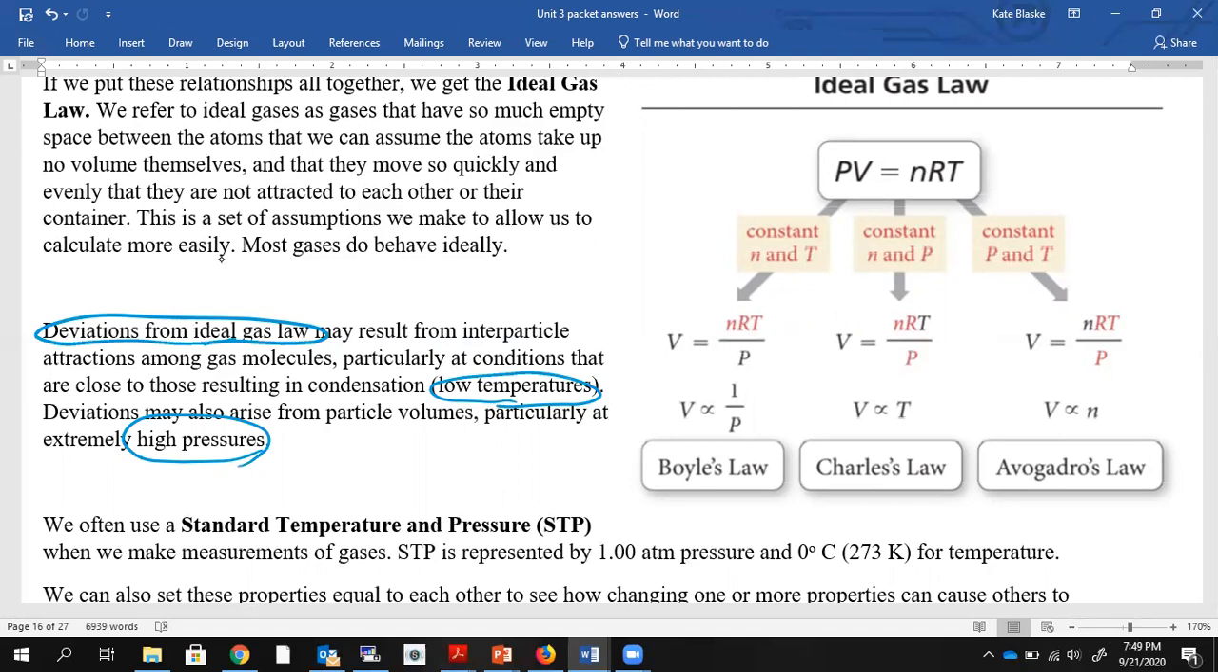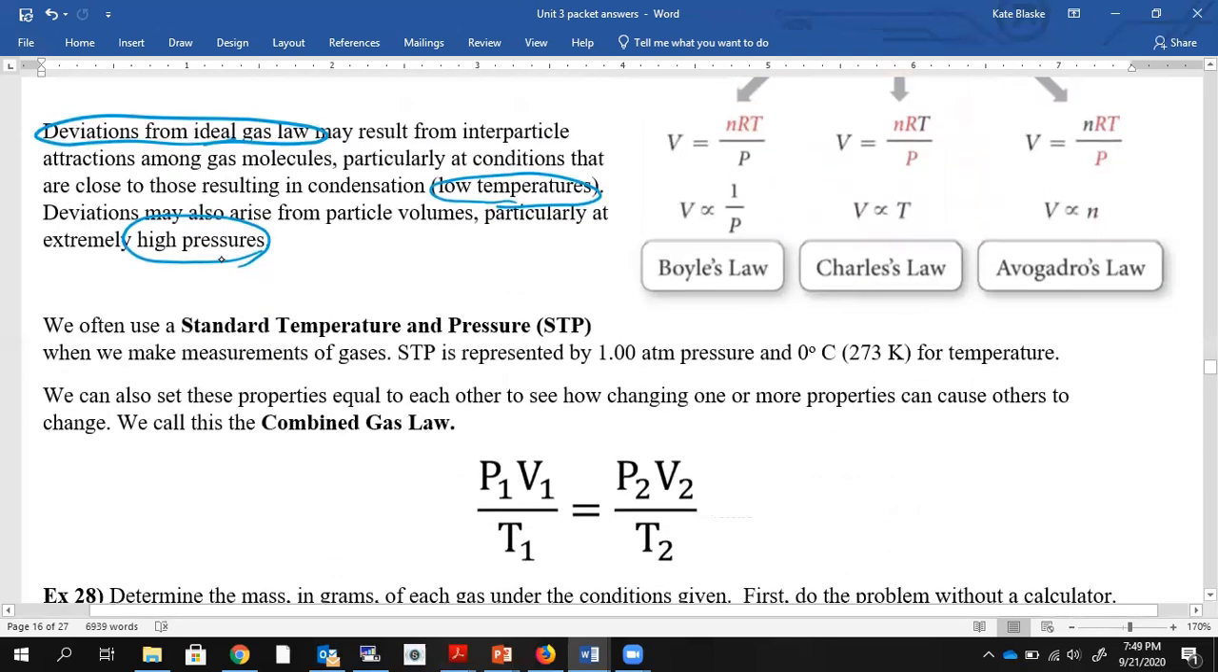Now, we don't have to do any sort of calculations when we have non-ideal gases, but we do need to know what situations those deviations from the ideal gas law occur at. We also need to talk about standard temperature and pressure, or STP. This is often used to help us simplify our calculations. Anytime we talk about STP, we are talking about 1 atmosphere of pressure and 0 degrees Celsius or 273 Kelvin. Now that is not room temperature. That is the freezing point of water, but we consider that to be standard. That's what we measure most of our gases at.